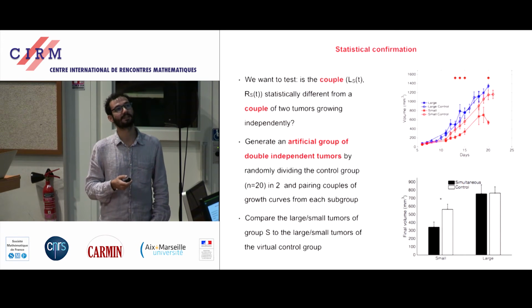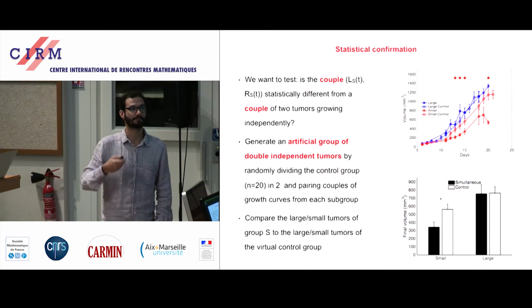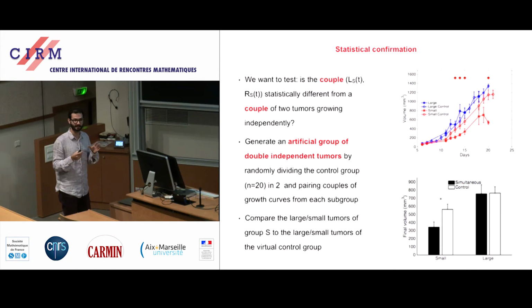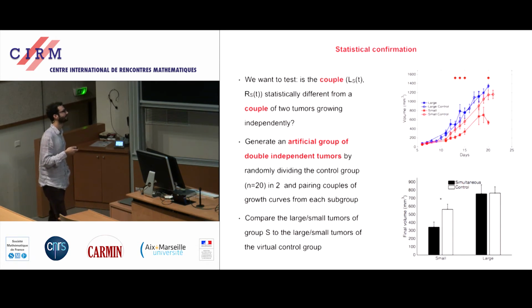If you want to do statistical confirmation of this fact, it's a bit tricky, but I will summarize here. This says that the large tumors were behaving the same as in the control, and the small tumors were significantly smaller than the controls. These red dots here stand for statistical significance. So this is what happened.